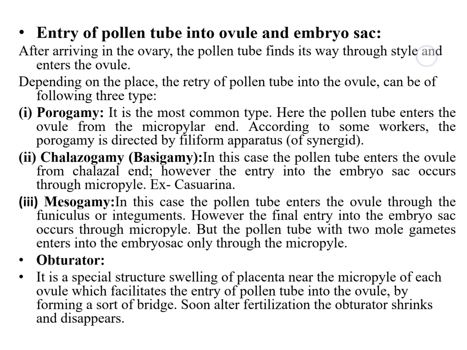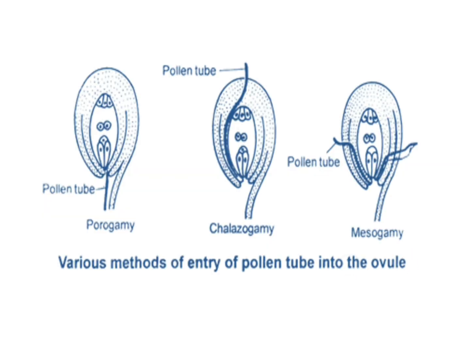So what we have learned from this slide, we have three pathways for the entry of the pollen tube inside the ovule, but finally it will enter the embryo sac through the micropylar end. Then we have a special kind of structure called obturator, which facilitates the entry of the pollen tube inside the ovule by forming a sort of bridge, and this structure will disappear after fertilization. Okay, next, so these are three pathways for entry of the pollen tube inside the ovule.